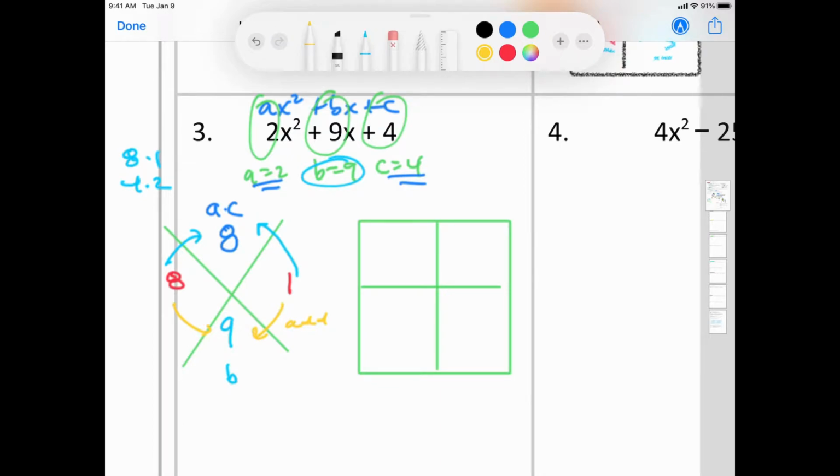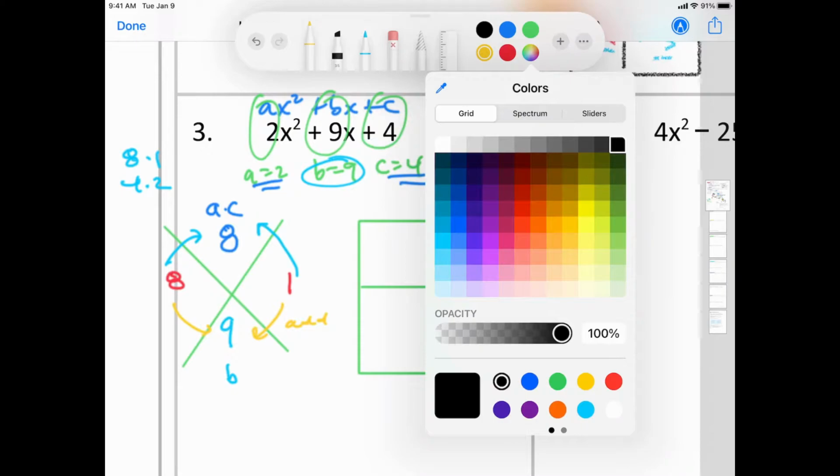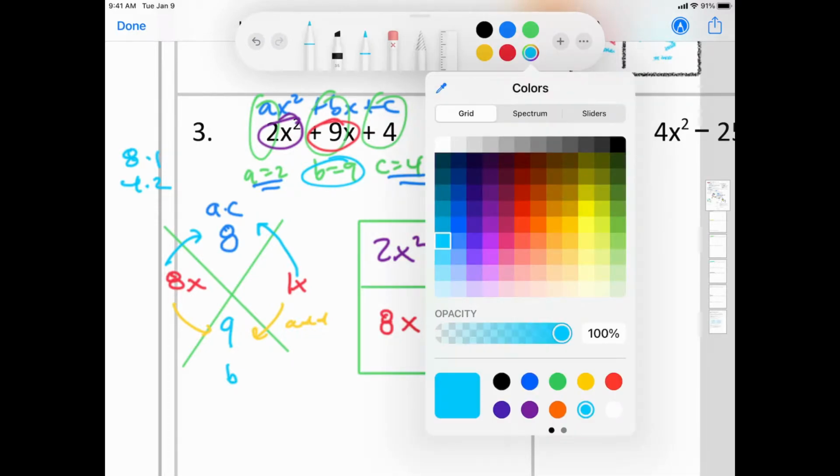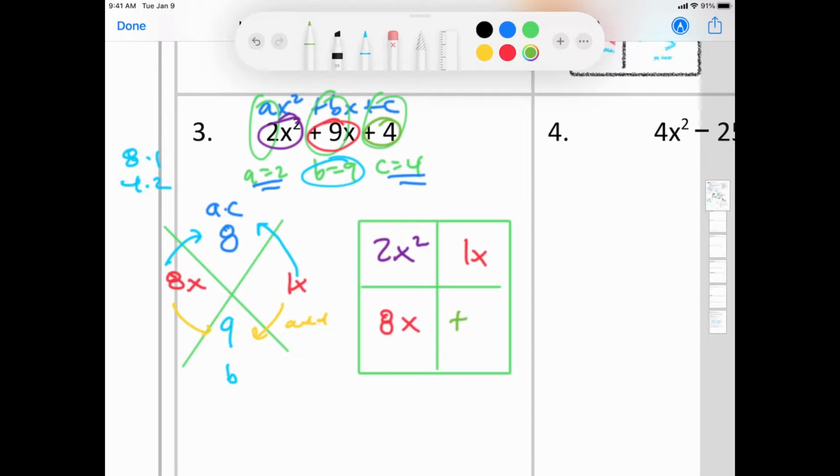Okay, let's go ahead and put in these now. This term will always go in the top left. The red ones are really this. See it? So 8x and 1x. And do you remember what always goes in the bottom there? Yeah, this one, the plus 4.